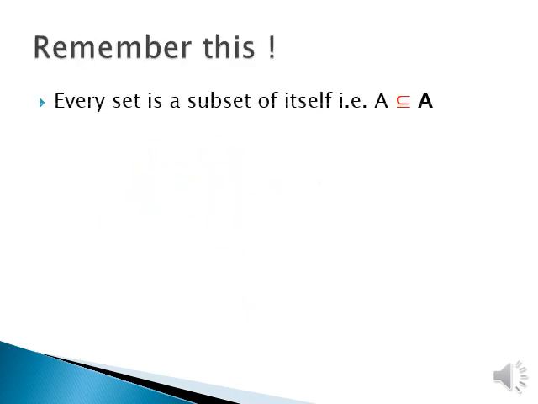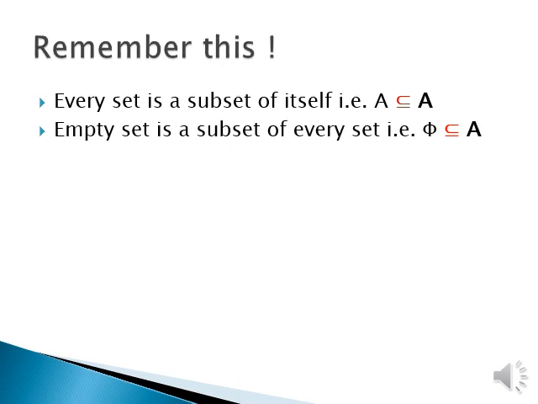Now remember these points. First, every set is a subset of itself, that is A is a subset of A. Empty set is a subset of every set. As the empty set is denoted by phi, we can write phi is a subset of A. Why is that so? Because the empty set does not have any element, thus it will be a subset of set A.